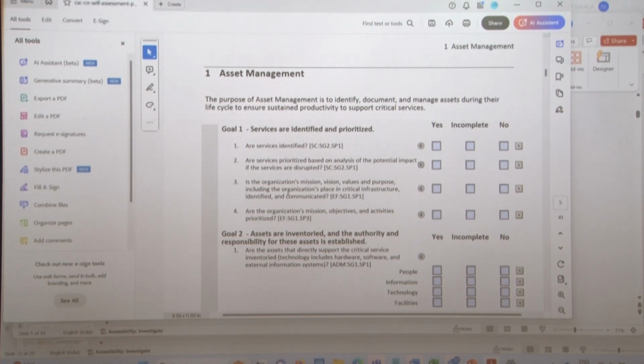Is the organization's mission, vision, values and purpose, including the organization's place in critical infrastructure, identified and communicated? Now this is very important. One might think, what has this got to do with cybersecurity? Interestingly, remember this is designed for critical infrastructure organizations. So a critical infrastructure organization has to figure out whether its mission and purpose are aligned with the national critical infrastructure.